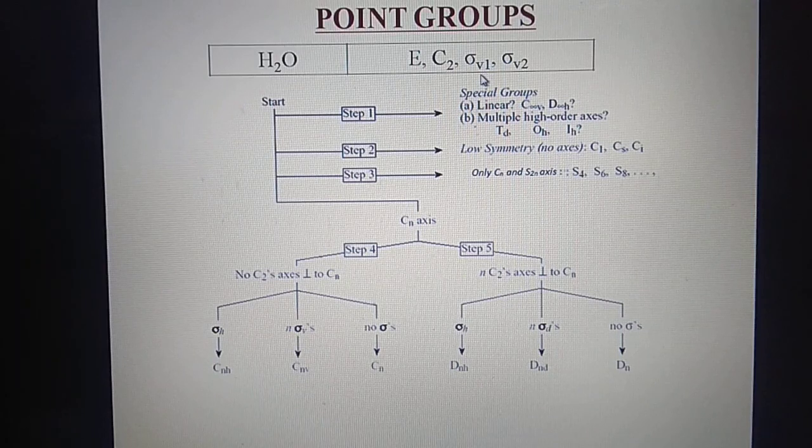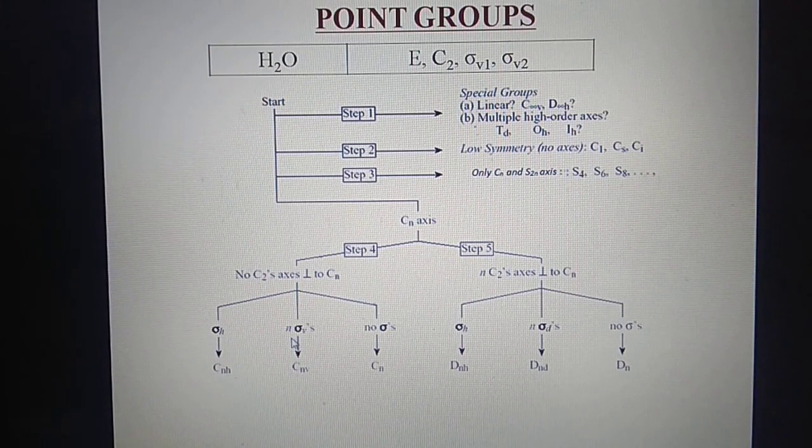Now, with the help of this flowchart, as we have seen, there is a principal axis present, C2, but it is not a linear molecule, nor any multiple higher order axes, no low symmetry, no S2n along with Cn. So we have to move either to step 4 or step 5. Now, there is absence of any C2 axis which is perpendicular to the principal axis. So we will move towards step 4 and we will see whether sigma h is present. No. Then we have to see whether n sigma v's are present.